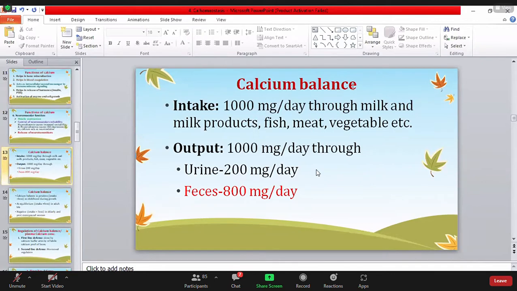Now calcium balance. Total intake of calcium is 1000 milligram per day. What are the sources? Milk and milk products, fish, meat, vegetables, etc. And total output is also the same, 1000 milligram per day, mainly through feces, that is 800 milligram per day, and through urine 200 milligram per day.